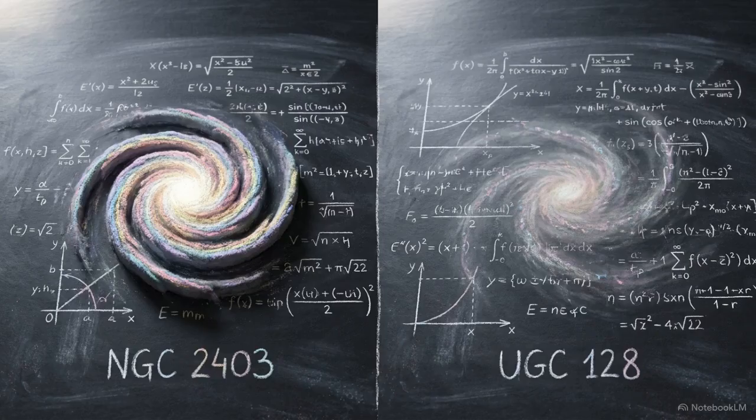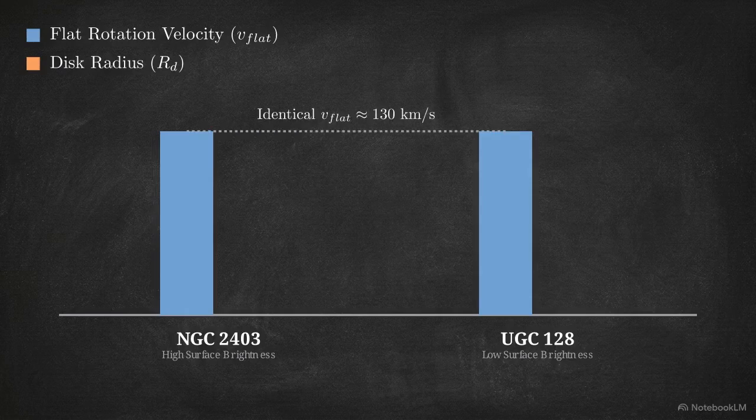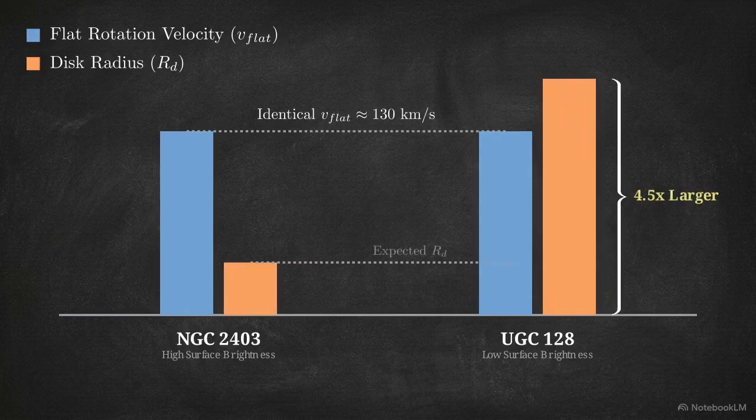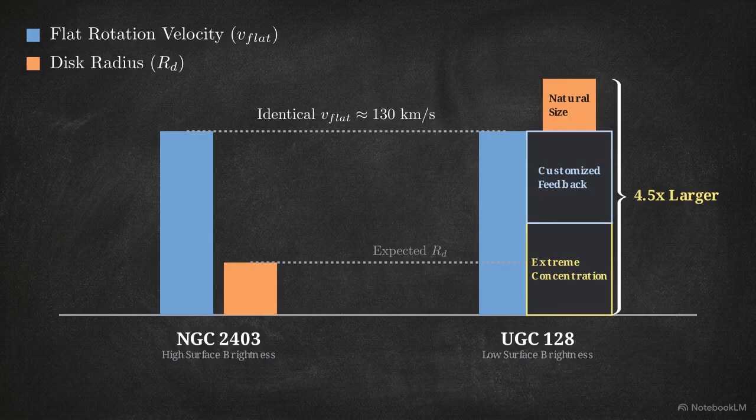We can test morphological predictions by comparing NGC 2403, a high surface brightness spiral, to UGC 128, a low surface brightness spiral. This chart highlights a data anomaly. Both galaxies share an identical flat rotation velocity of 130 kilometers per second, but UGC 128's disk radius is 4.5 times larger. Standard cosmology requires extreme concentration variations and customized feedback to force this difference.